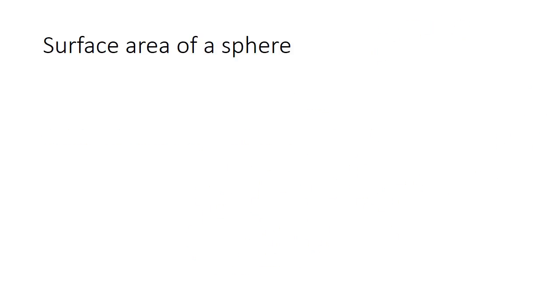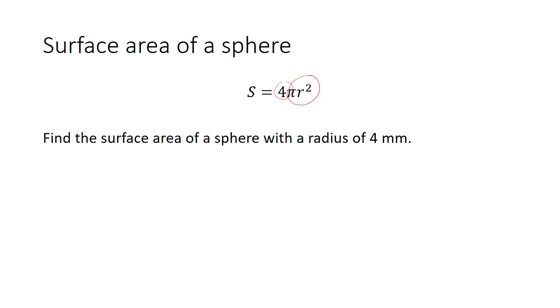So surface area of a sphere is 4 pi r squared. So you'll recognize pi r squared as being the area of a circle. Well, now we're going to multiply it by 4. That's all we're going to do. So let's do the surface area of a sphere with a radius of 4 millimeters. So we're going to do 4 times pi times 4 squared, all right?